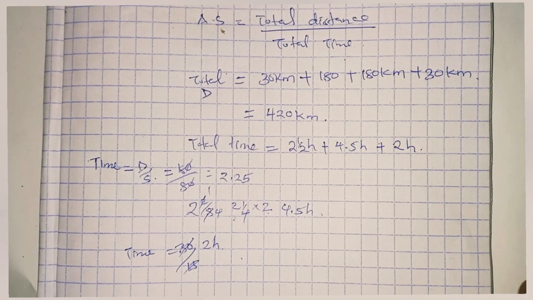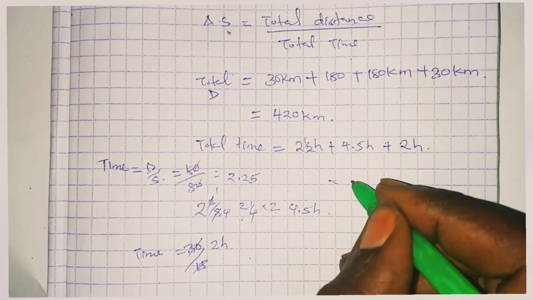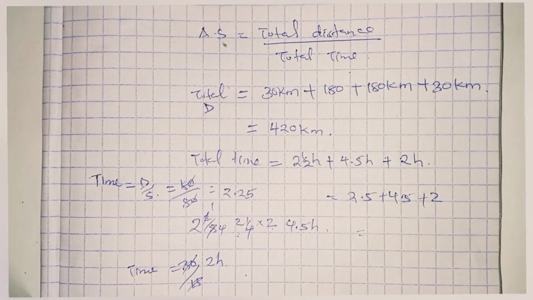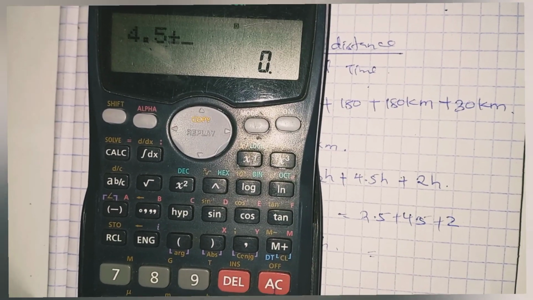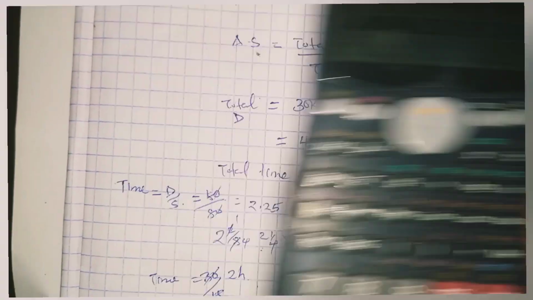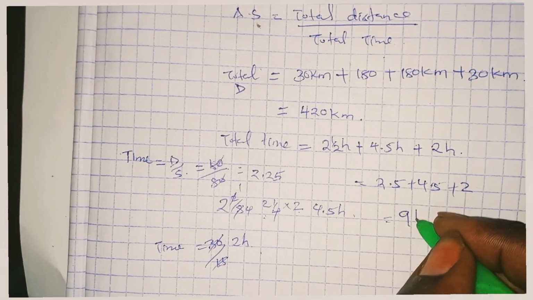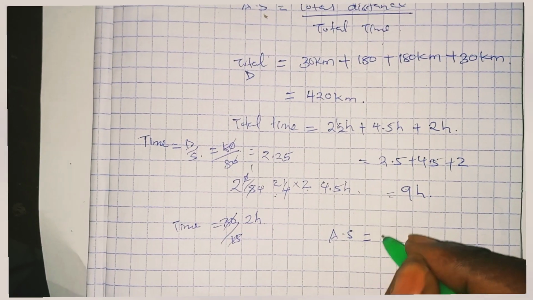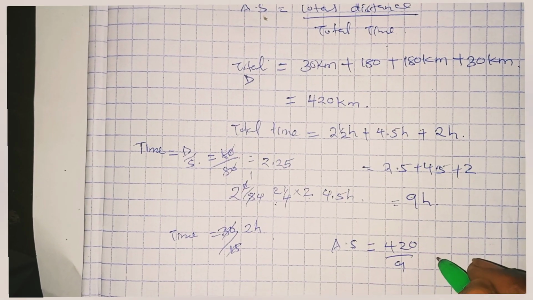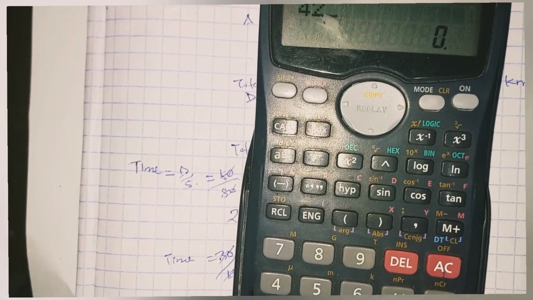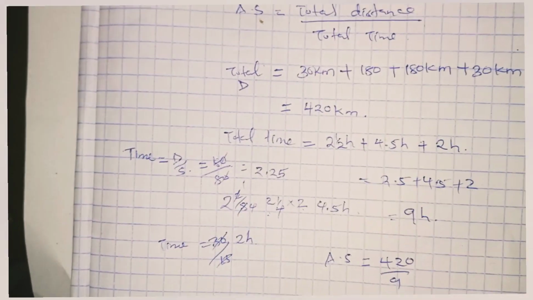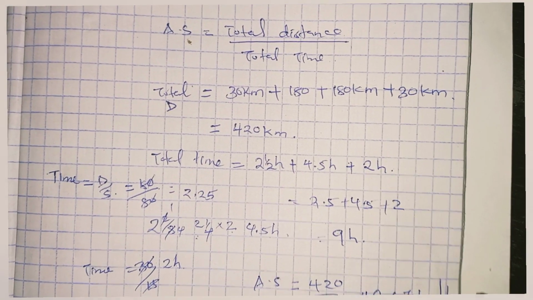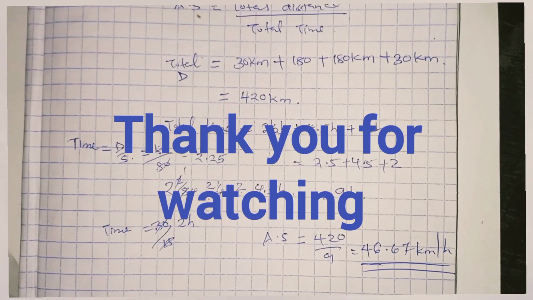So let us get the total. If you write it in fraction, it will be 2.5 plus 4.5 plus 2. 4.5 plus 2.5 plus 2 will be 9. So that one will be a total of 9 hours. So in order to get the average speed for the whole journey, we'll take 420 divided by 9 hours. That will be 46.67 kilometers per hour. This one here was the speed for the whole journey, the average speed.